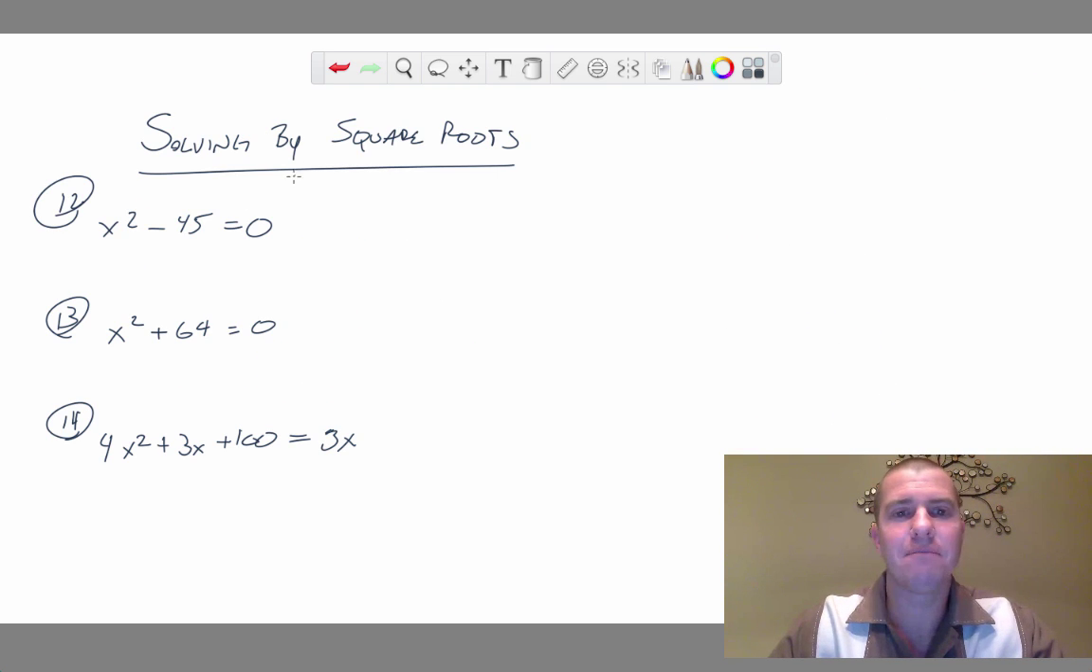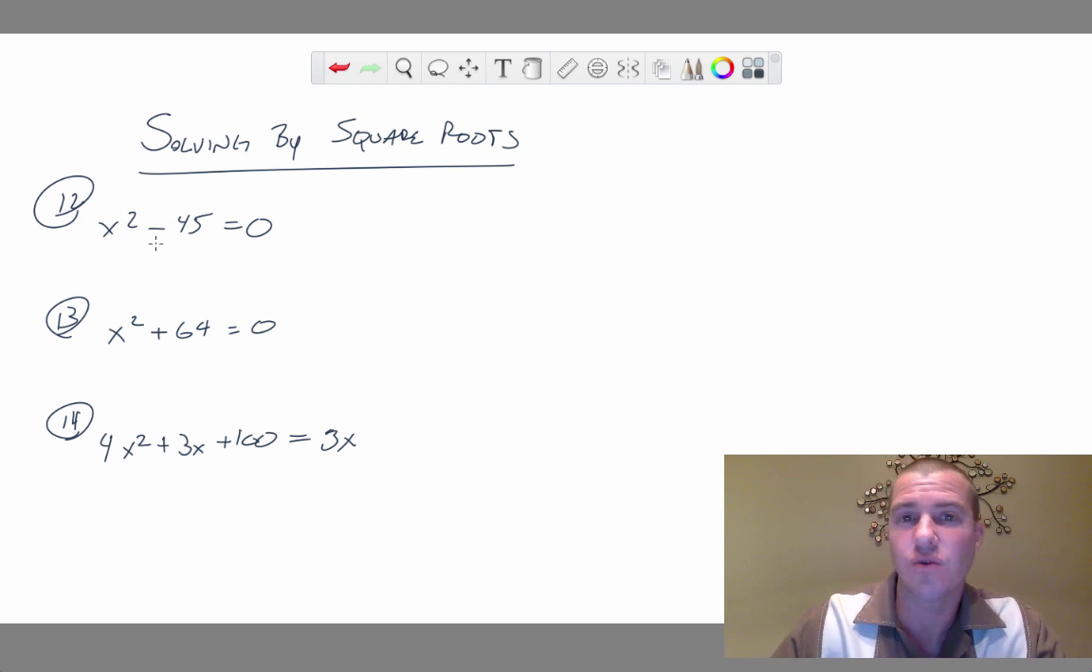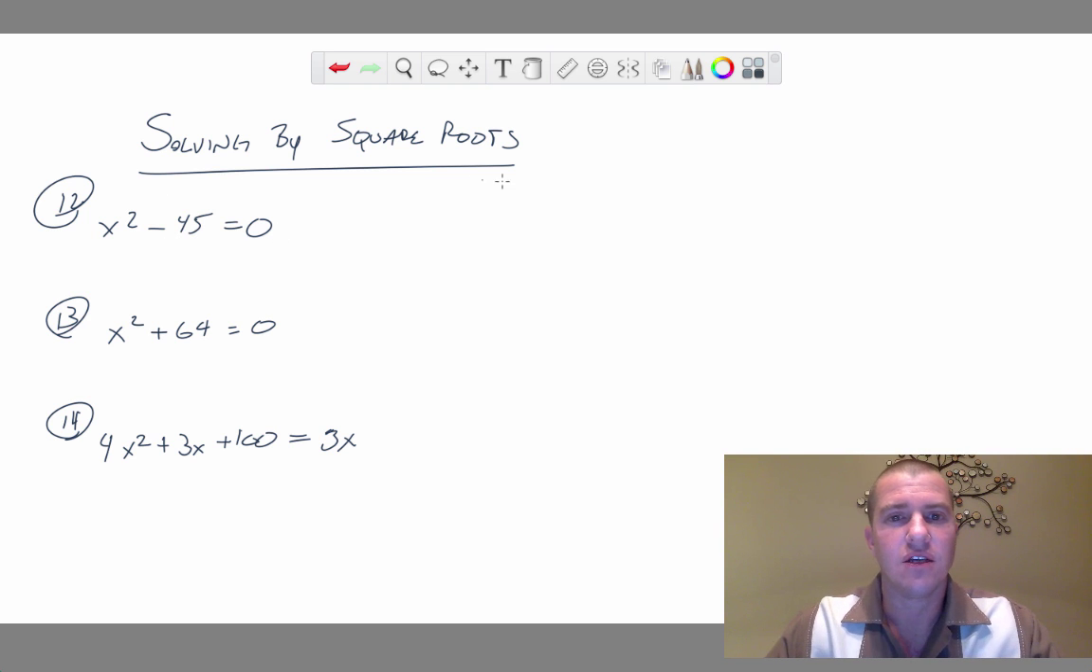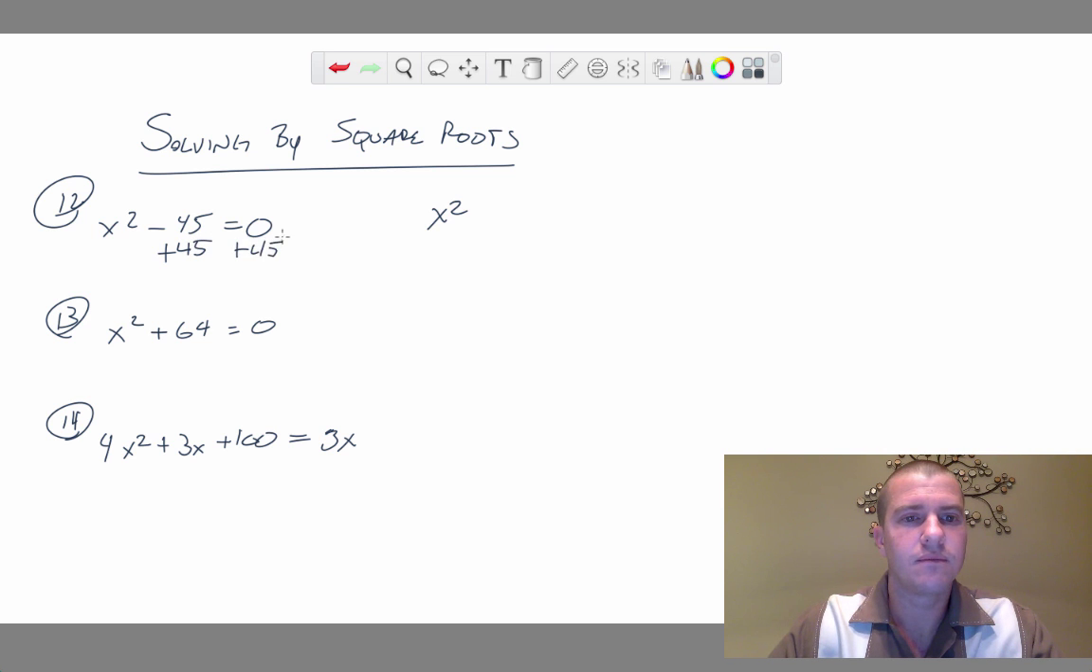Okay, this last part we're going to get back to solving quadratics, and these are going to be solving quadratics by square roots. And I can only solve by square roots if I have this missing x term in the middle, and I only have the x squared term and the constant. So what you want to do is to solve by square roots. I want to get the x squared by itself. And so in this case, I want to add the 45 to both sides. And I'm left with x squared equals 45.